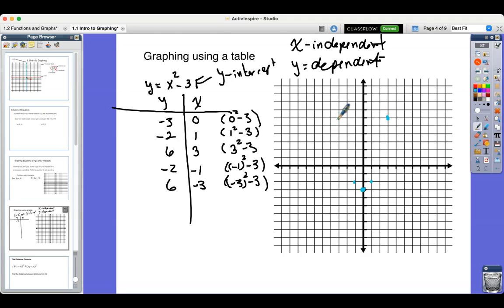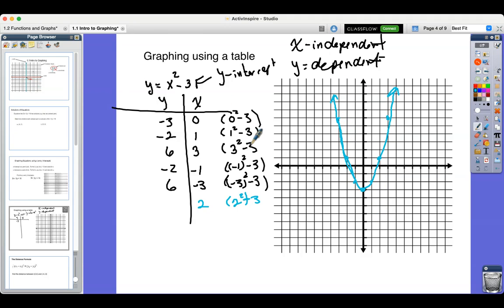So let's connect the dots here. Looks something like that. Not the best one, but it curves. It's not a straight line, but it curves. Let's put in a 2 so we have a better picture. If I put in a 2 for x, I get 2 squared, which is 4, minus 3 is 1. So that should be at 1. There we go. That's a little bit better, a little more accurate.